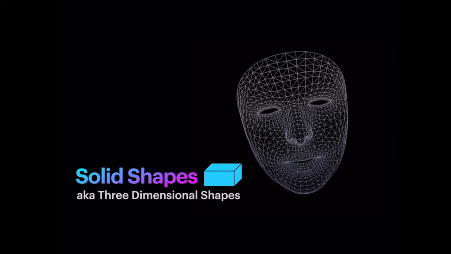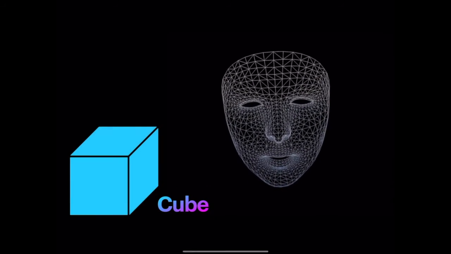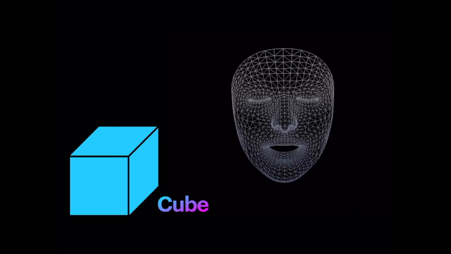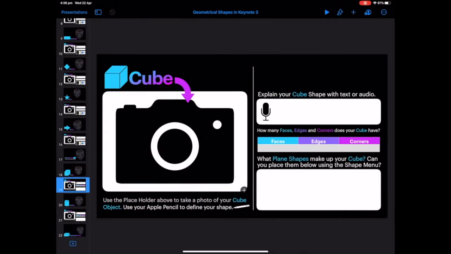Watch the YouTube clip on 3D shapes. A cube. Can you find an object in your house that is a cube? Now these activities are similar to the 2D shapes.